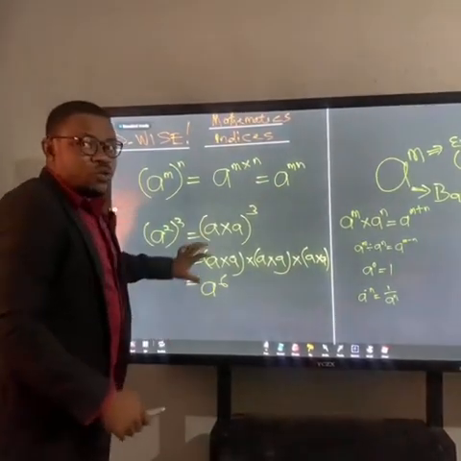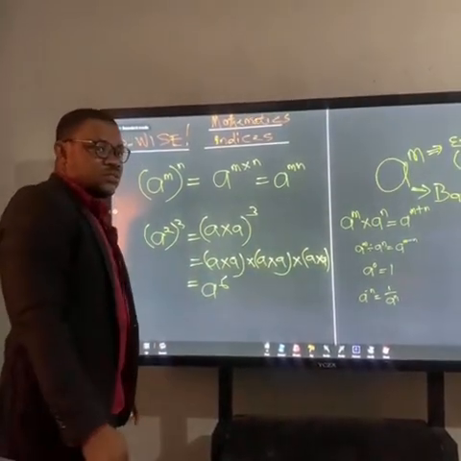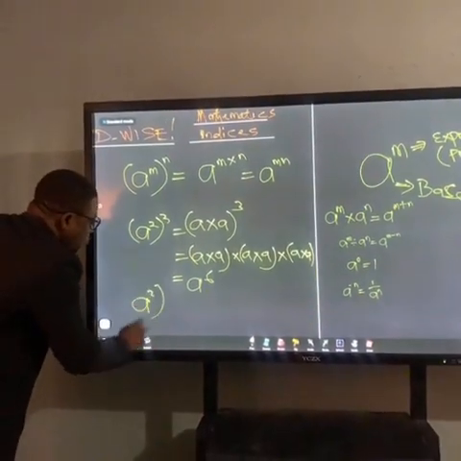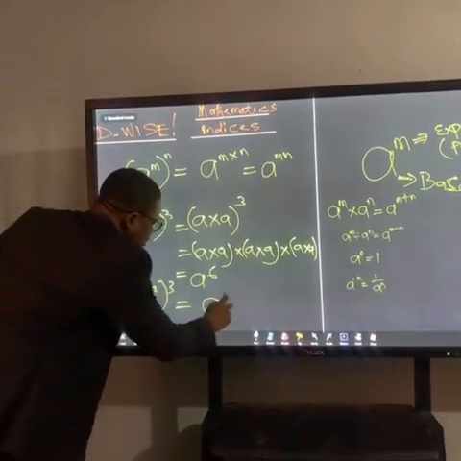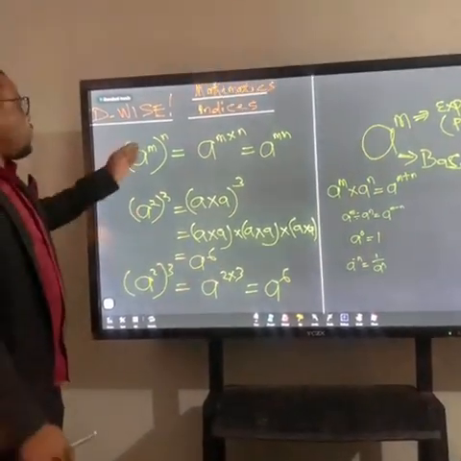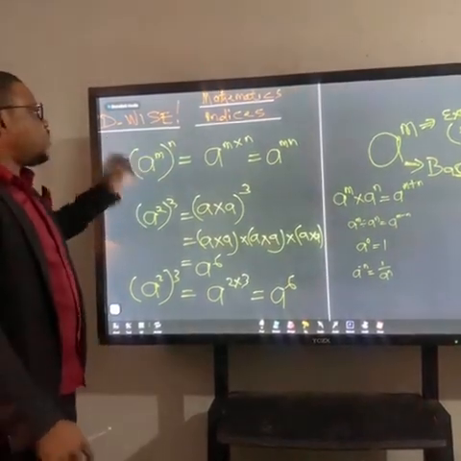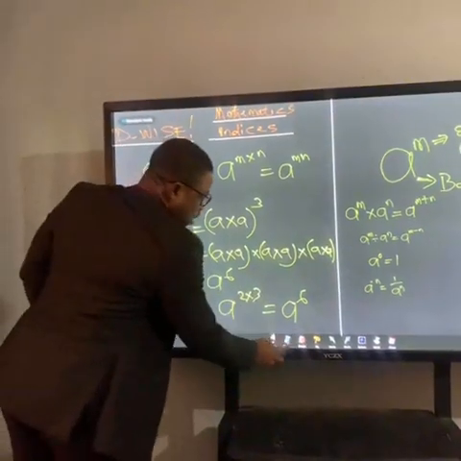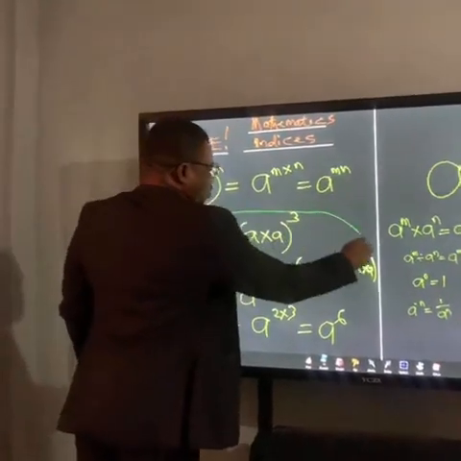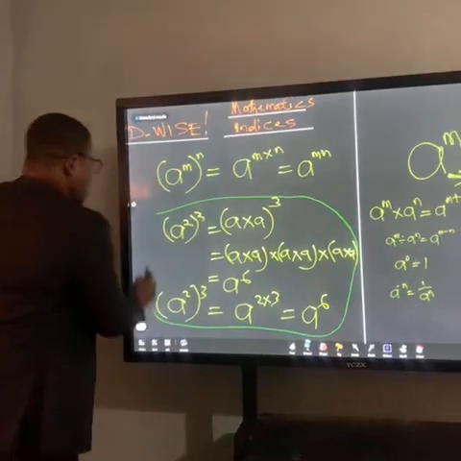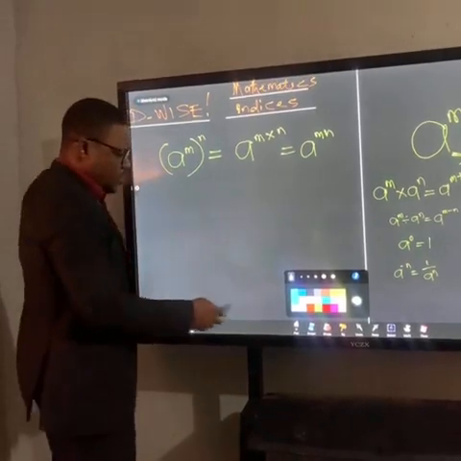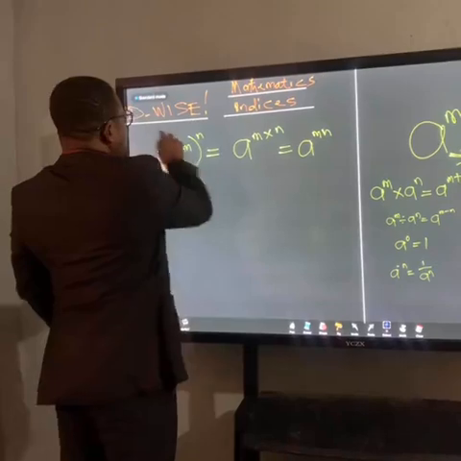So instead of going through all this stress, I'll just multiply straight: 2 times 3 gives me a raised to the power of 6. Is that easy? So if I have a power inside and I have a power outside, I just multiply them and I'll get what I'm looking for. I'm sure you get the explanation. I told you I'm running as fast as time can contain, but if I'm too fast, you can replay and then you watch again, so that you will understand it better.